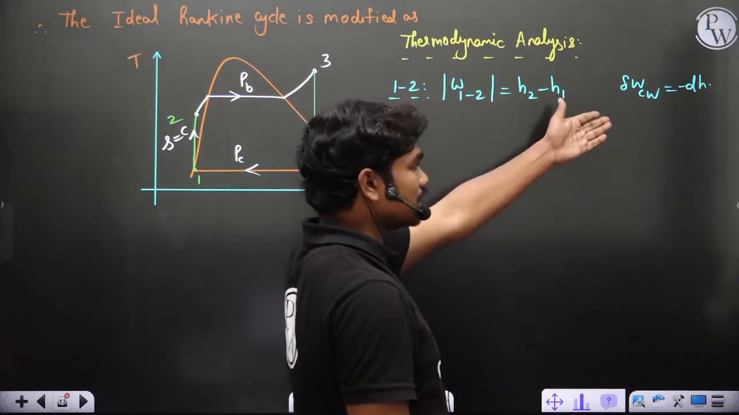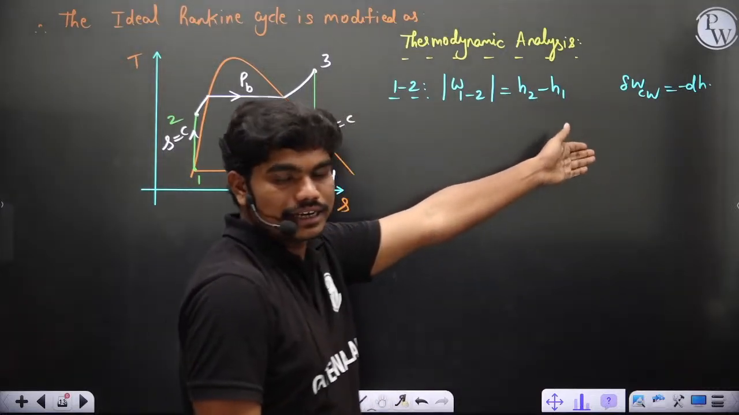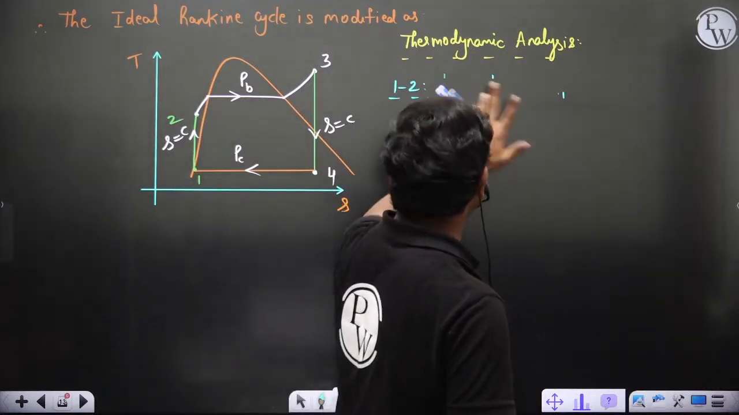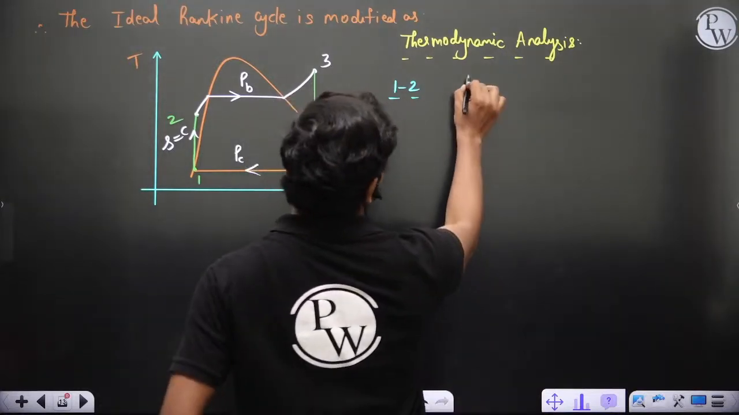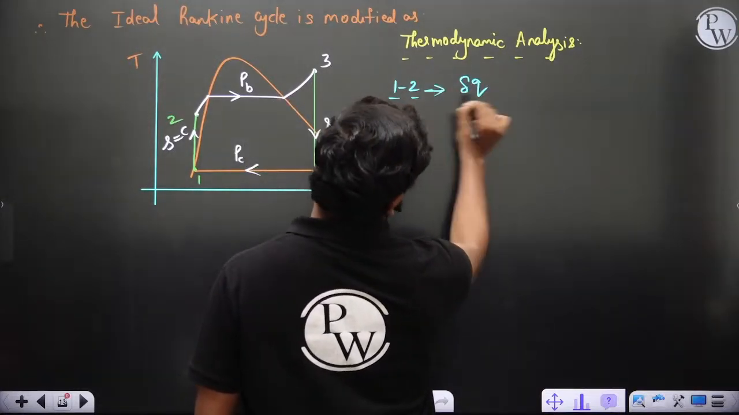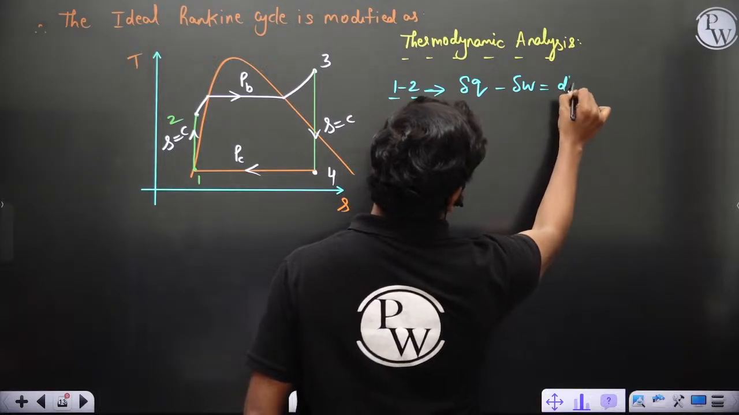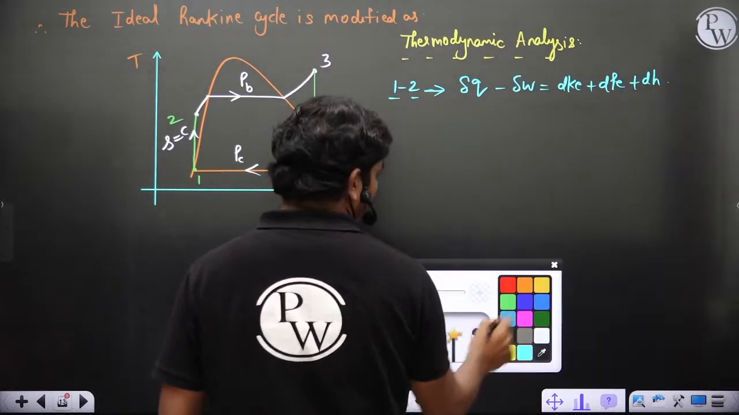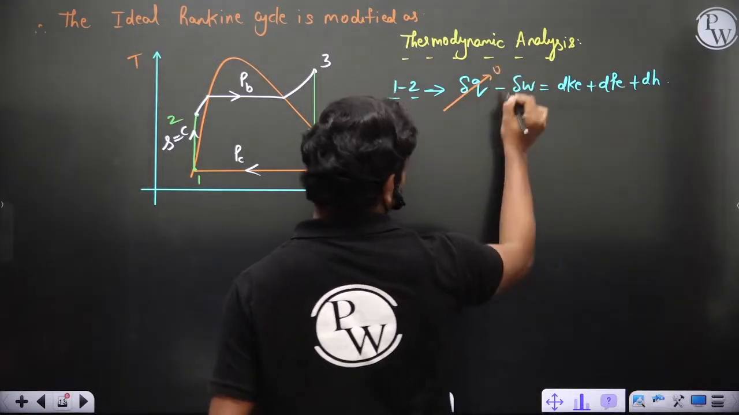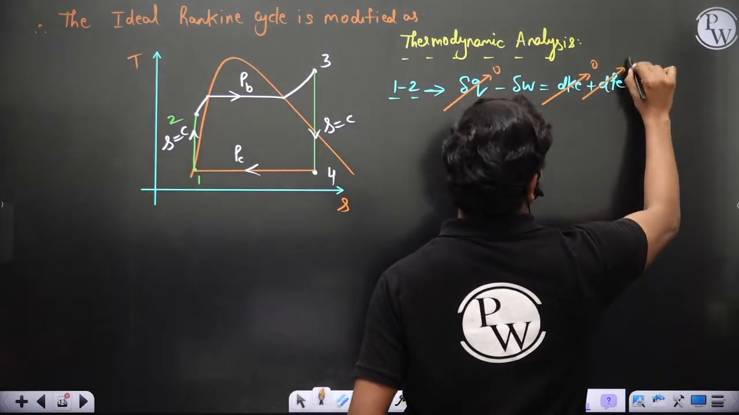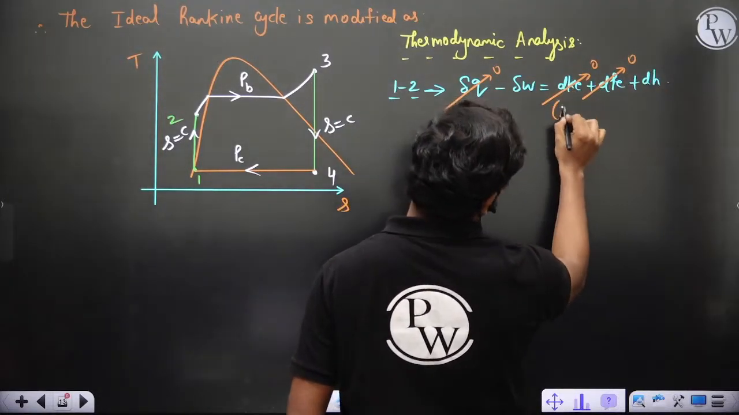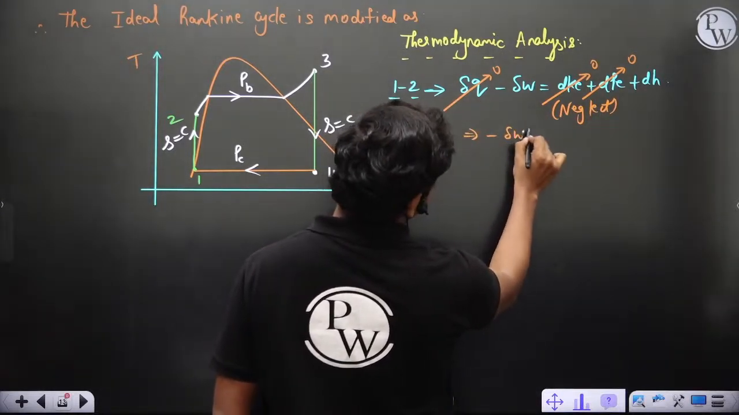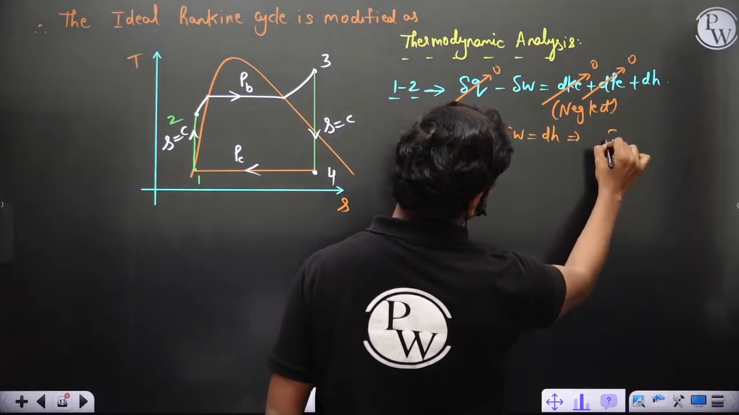So from the steady flow energy equation, if you neglect heat interactions, kinetic energy, potential energy, I'll write it, spend some time. So del Q minus del W is equal to dKE plus dPE plus dH. Now you can see del Q is 0 because of isentropic compression. These two terms we are neglecting because compared to the enthalpies, they are very small. So minus del W is equal to dH, so del W is equal to minus dH.